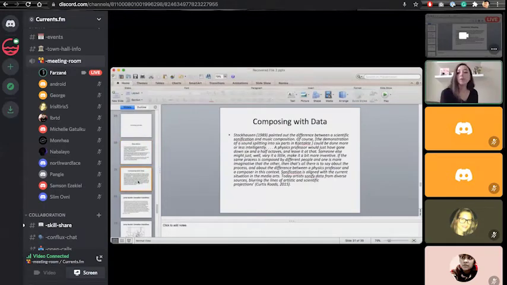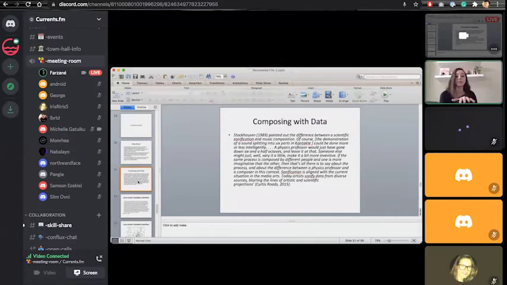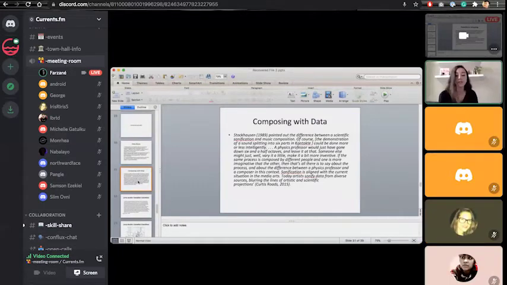This is a quote by Curtis Rhodes, which is again talking about how, if you look at the last lines, today artists sonify data from diverse sources, blurring the lines of artistic and scientific projections. So again, it's about knowing what your goal is from sonification, and then finding the right balance between the scientific and the artistic field.